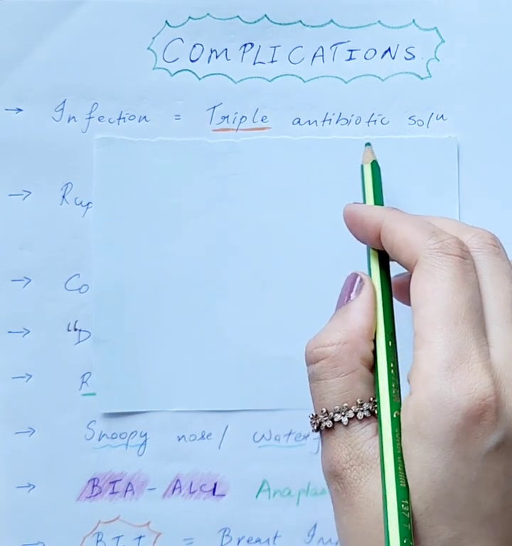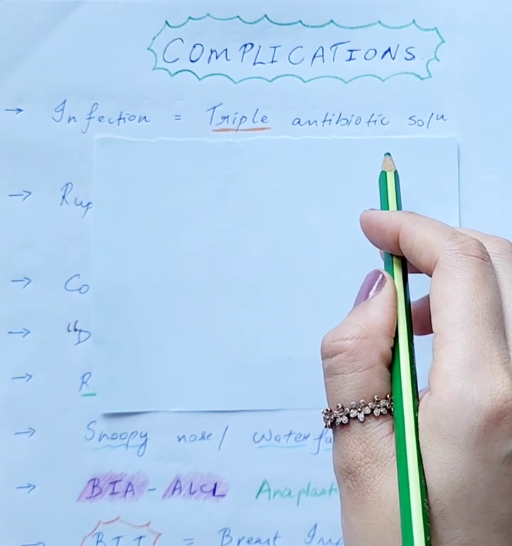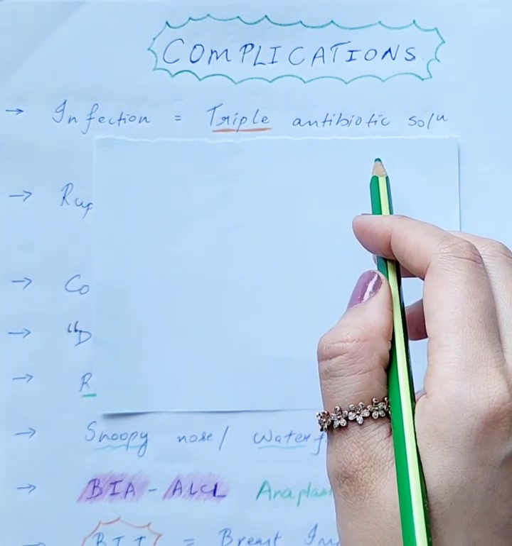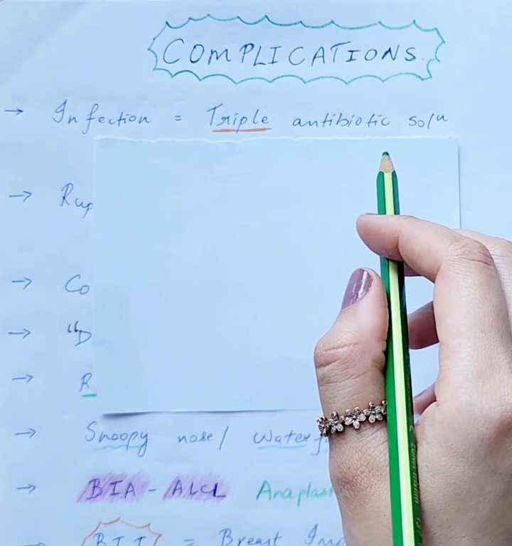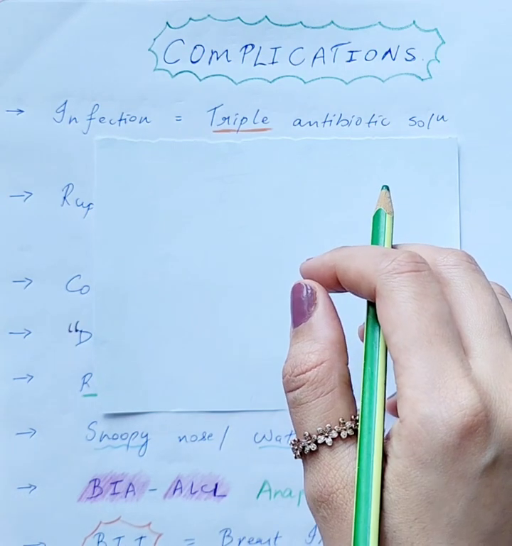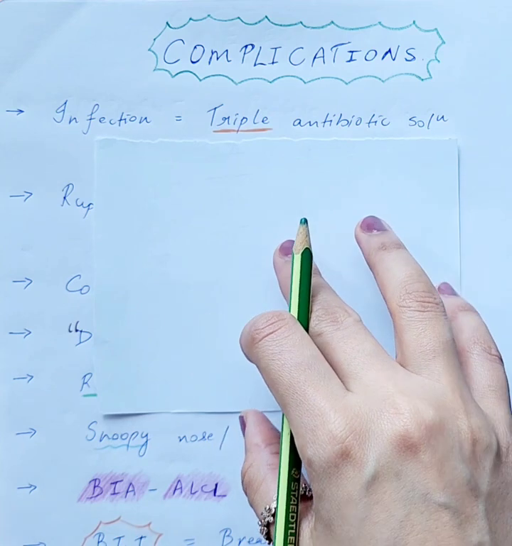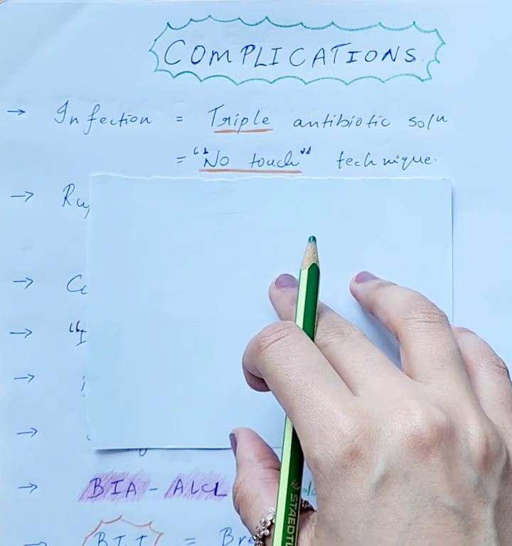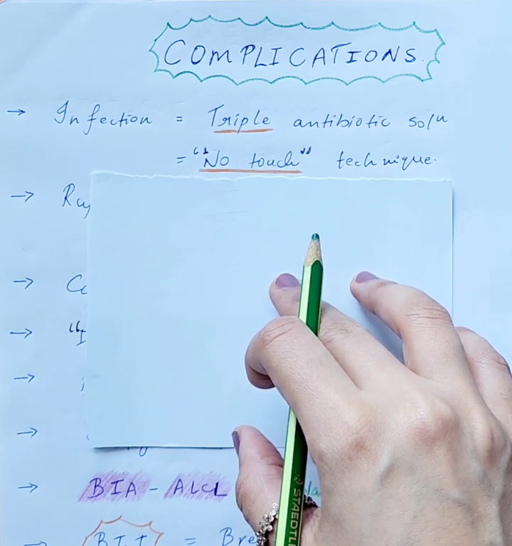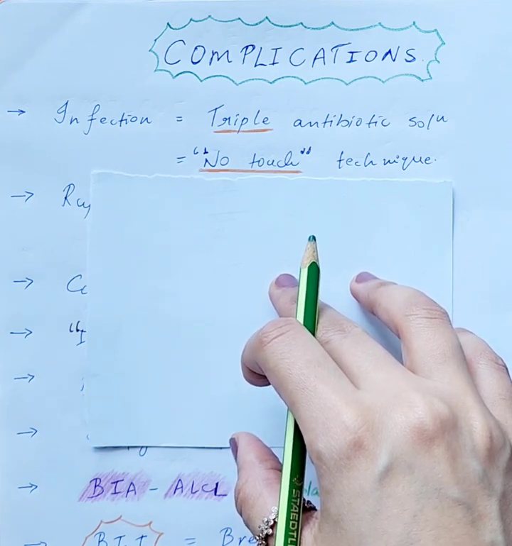Further, a triple antibiotic solution consisting of bacitracin, gentamicin and cefazolin is used to wash the implant before insertion. A glove change is mandatory and a no-touch technique is used, wherein the implant should not touch the skin before insertion. That can also be done with the help of a Keller's funnel.